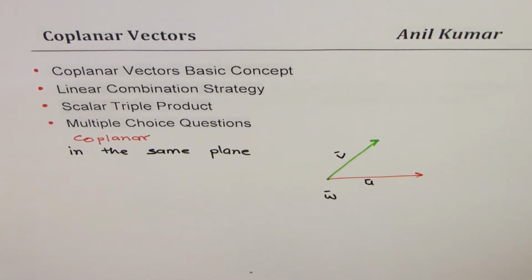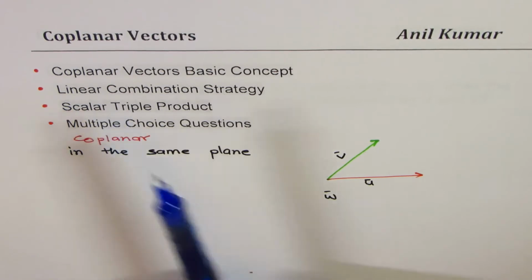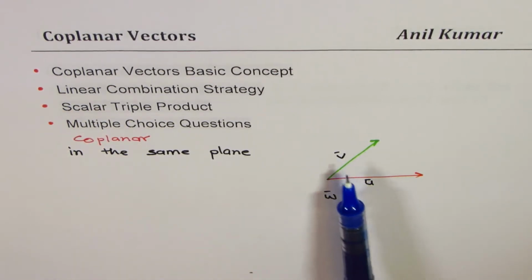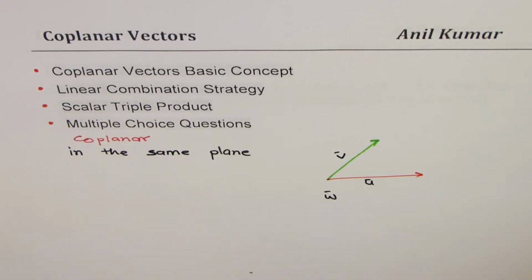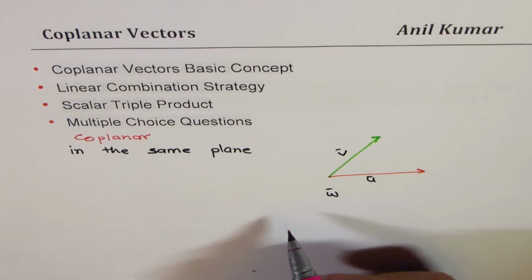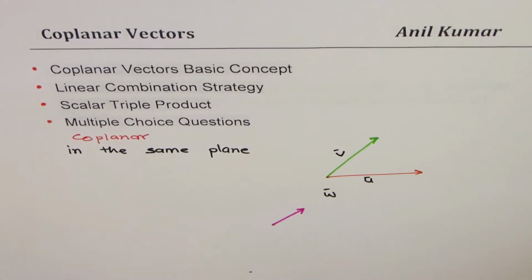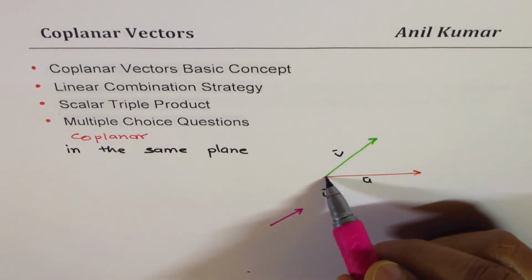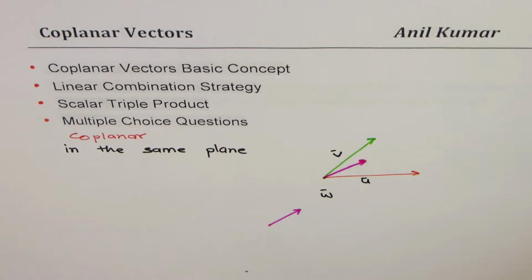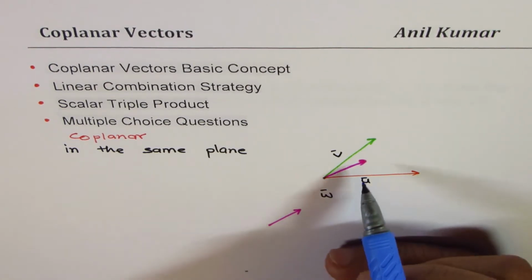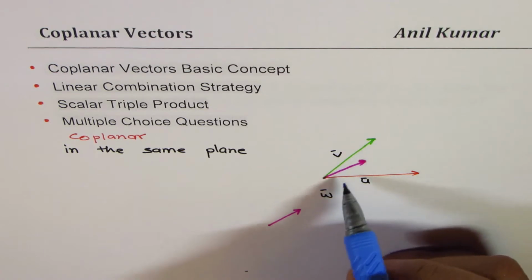In the same plane. Now, one strategy to figure out whether W is in the same plane as U and V is to form a linear combination. Now, if I could write W as a combination of U and V, let us say the vector W is like this, right? So what I could do is place this vector here, and then as you can see, we can actually form a linear combination of U and V to produce W as a diagonal of a parallelogram.